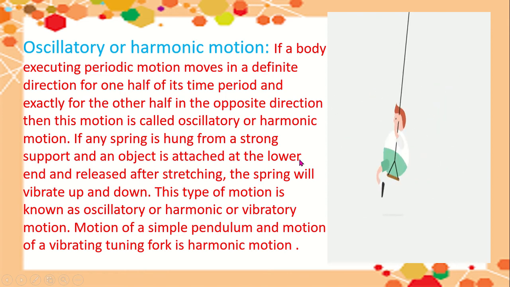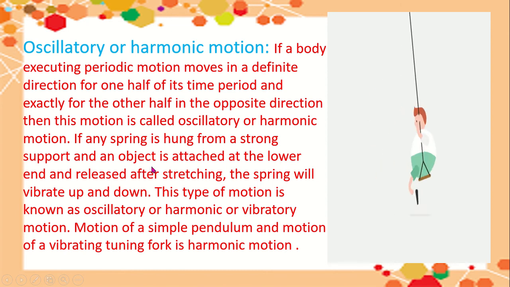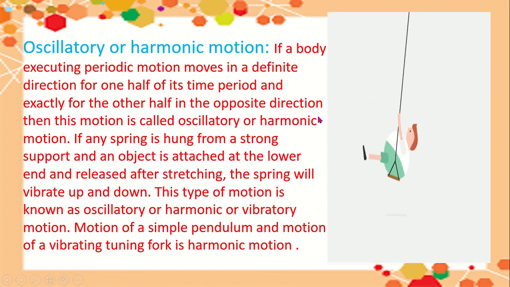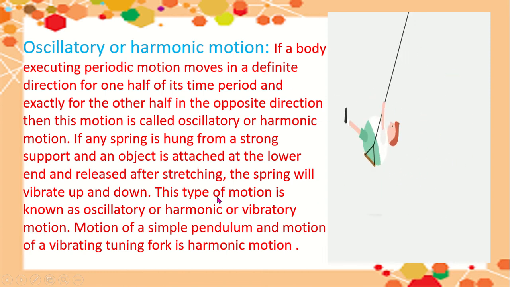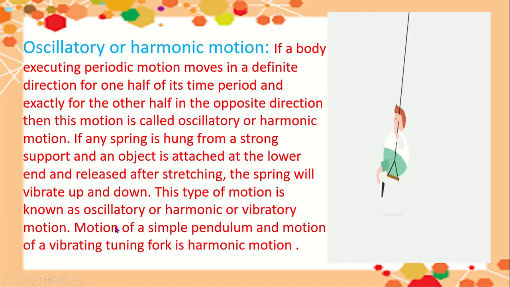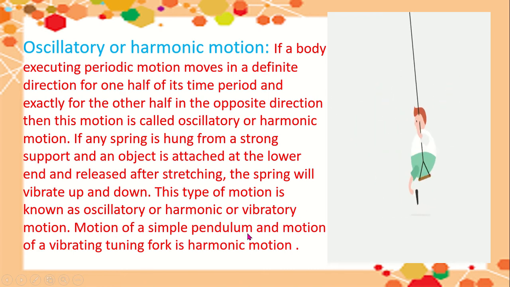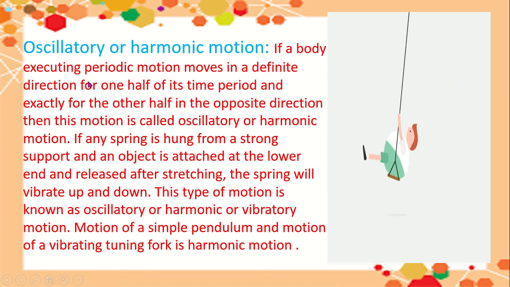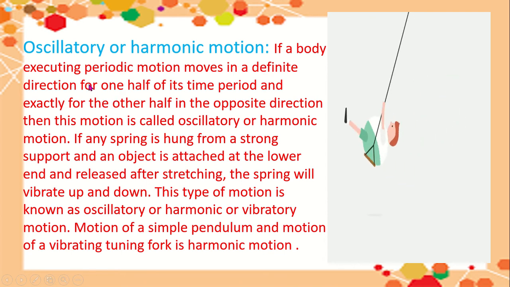If any spring is hung from a strong support and an object is attached at the lower end and released after stretching, the spring will vibrate up and down. That I have shown you a few seconds ago. This type of motion is known as oscillatory or harmonic or vibratory motion. Motion of a simple pendulum and motion of a vibrating tuning fork is a harmonic motion. I think simple harmonic motion or oscillatory motion is clear to you.